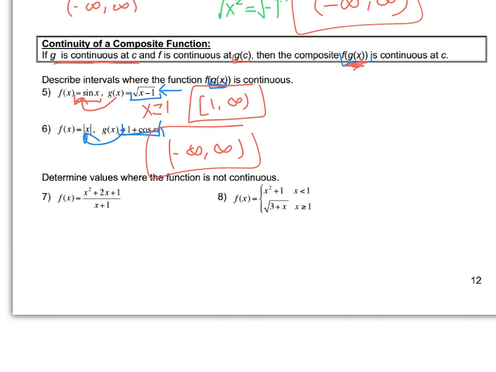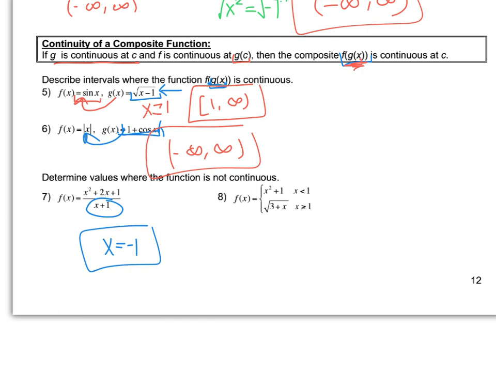All right, so now we're determining the values where a function is not continuous. Again, we're looking for those values where the function is not defined for any reason. So in number 7, it's pretty clear at first glance that this function is discontinuous when the denominator equals 0. So there's a discontinuity here at -1, and that's it.